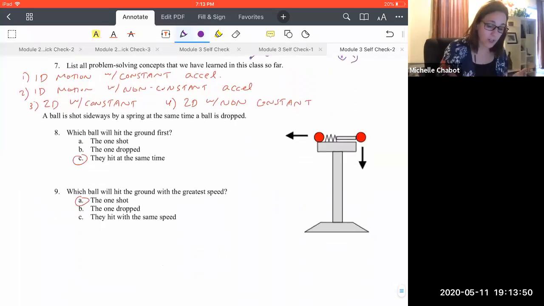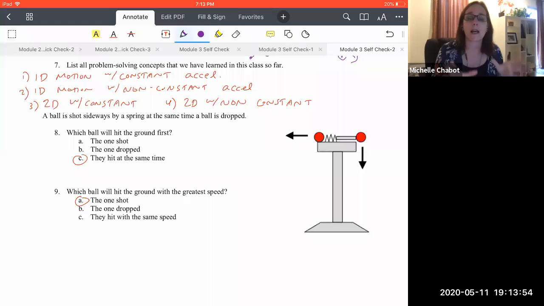All right, 7, I've already listed the main problem solving concepts. These are very important for when you have a combined concept problem. If you have a non-constant acceleration, you have to use calculus for that portion of the problem, and then you can combine it with our 1D or 2D motion type problems to get a final answer.